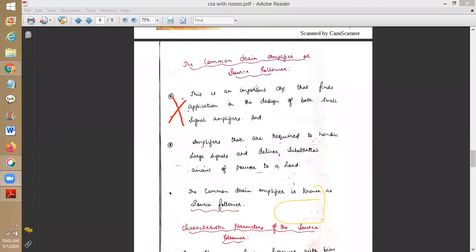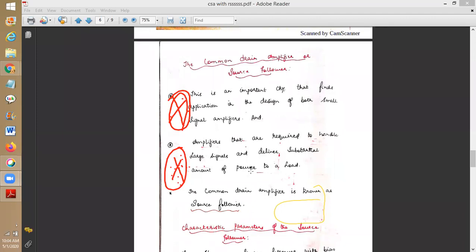This is a very important circuit. Why is it a very important circuit? Because it finds application both in small signal amplifiers as well as large signal amplifiers. Small signal means when the input voltage is less than 10 millivolts. When we provide input less than 10 millivolts, we can use this source follower as a voltage buffer, as well as in amplifiers that are required to handle large signals.